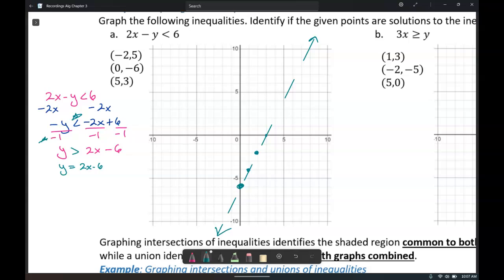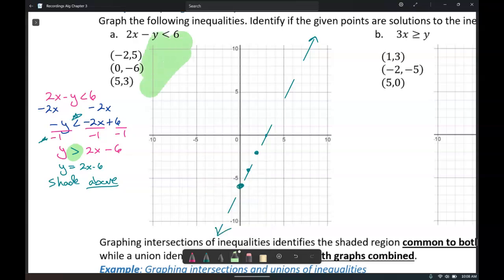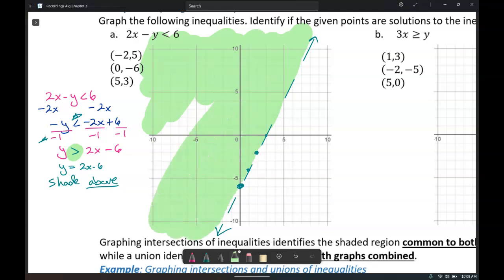Then we want to consider the inequality symbol for the shading. Well, because y is greater than, then we want to shade above the line. So we'll take our shading and we'll indicate that this whole region is our solution set. So all of that is our solution.